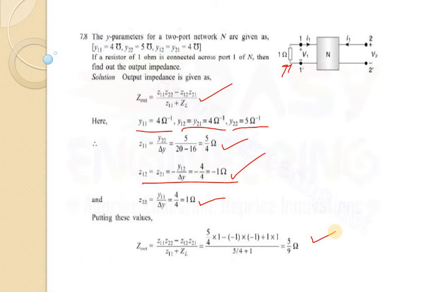And we have used the direct relations here for calculating all these Z parameter values. The Y parameter values are given in this problem, and we have just used the relationship between Z parameter and Y parameter and directly put it here for calculation purpose.